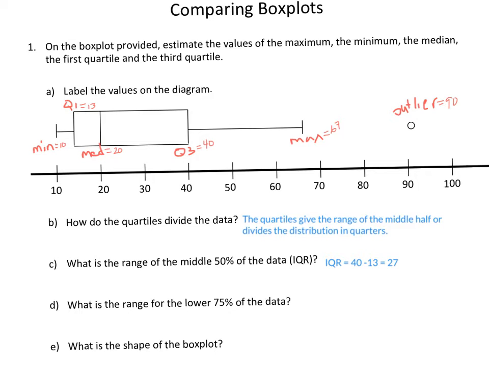In letter D, it says, what is the range for the lower 75% of the data? Well, the lower 75% of the data would mean everything below the third quartile, right? 3/4, 75 percent. So the range of the lower 75% of the data would be 40 take away 10, which in this case would be 30.